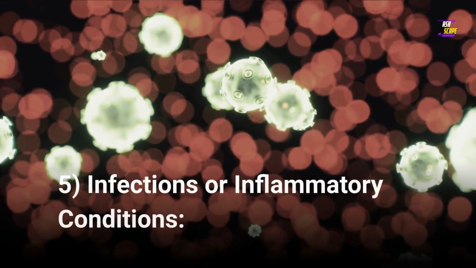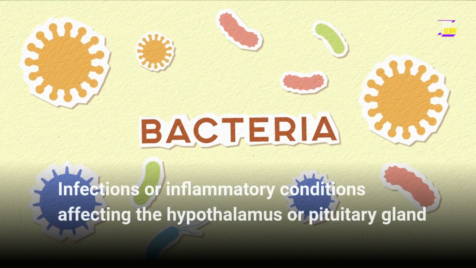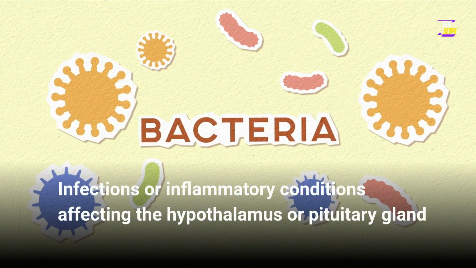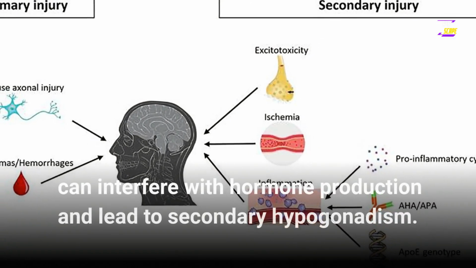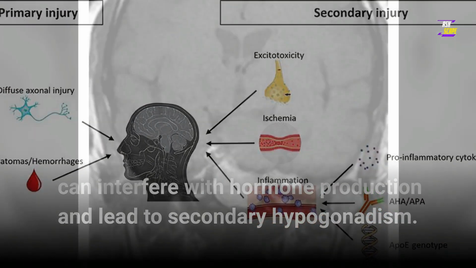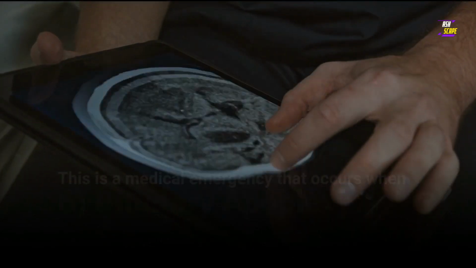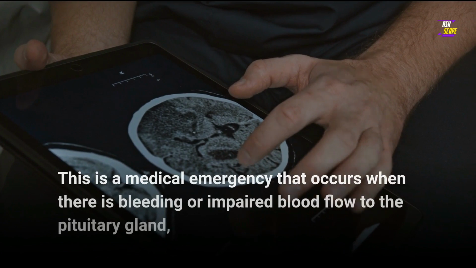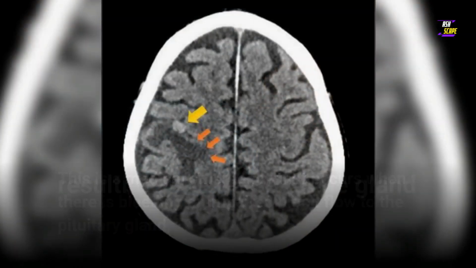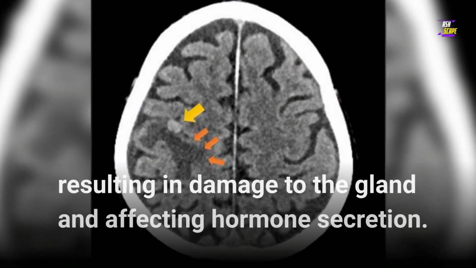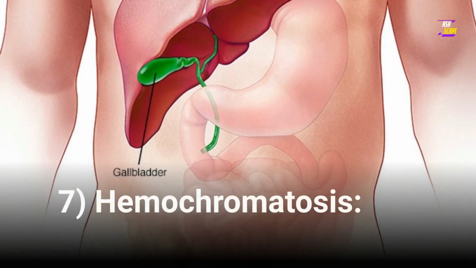5. Infections or inflammatory conditions. Infections or inflammatory conditions affecting the hypothalamus or pituitary gland can interfere with hormone production and lead to secondary hypogonadism. 6. Pituitary apoplexy. This is a medical emergency that occurs when there is bleeding or impaired blood flow to the pituitary gland, resulting in damage to the gland and affecting hormone secretion.